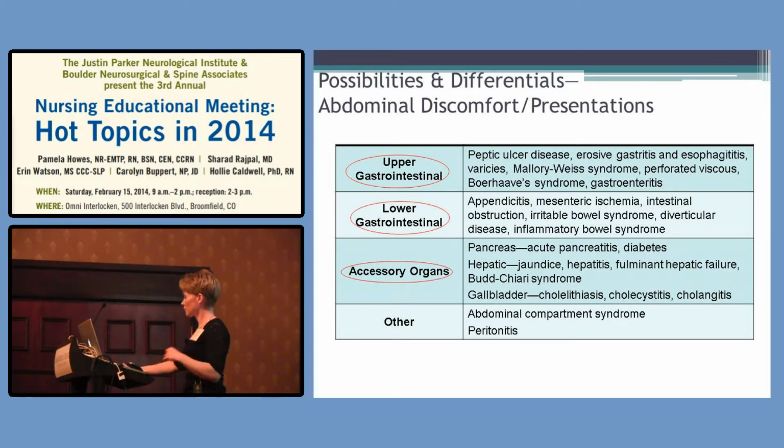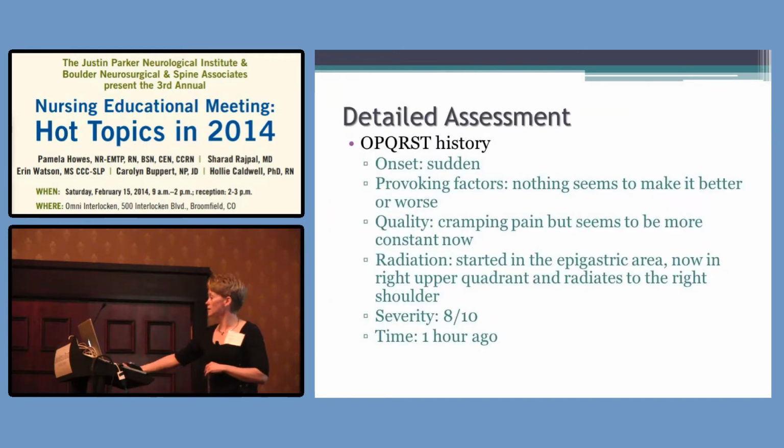Okay. So here's her OP-QRST. She said it started suddenly. Nothing seems to make it better or worse. She's just baseline misery right now. Okay. It's a cramping pain, but it seems to be more constant. It radiates. It started in the epigastric area, but now it's in the right upper quadrant and radiates to her right shoulder.